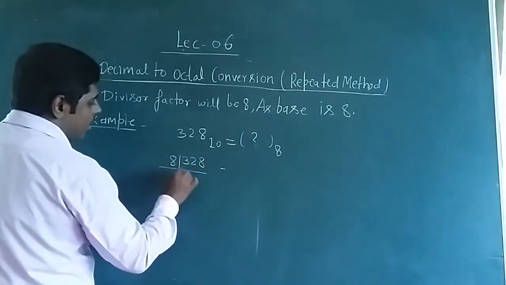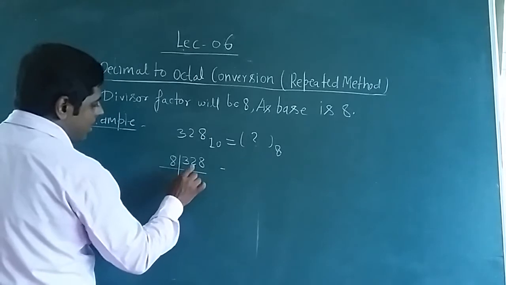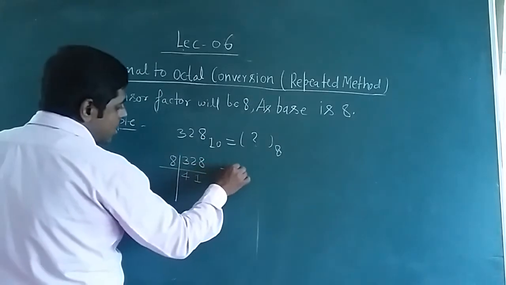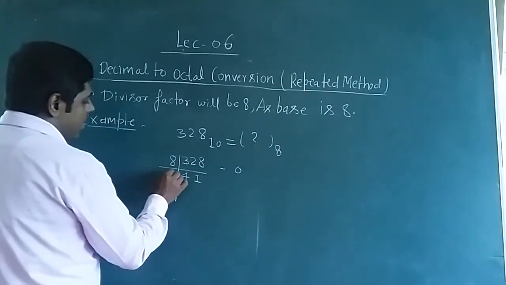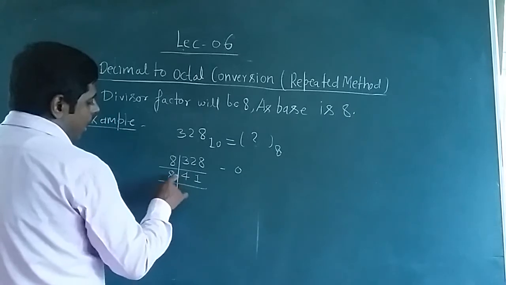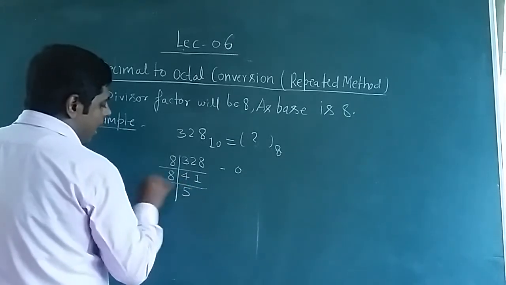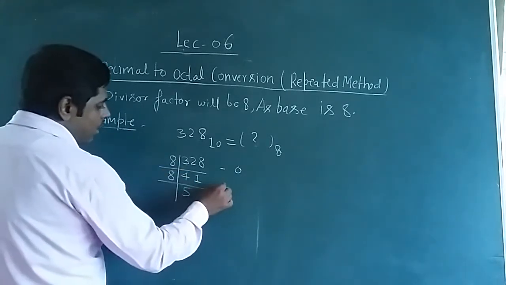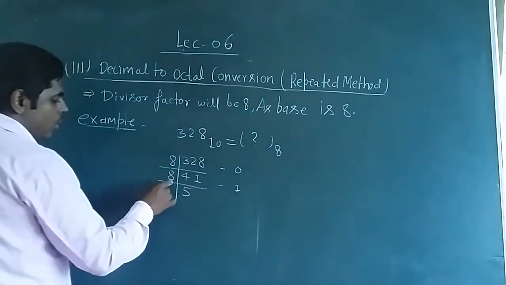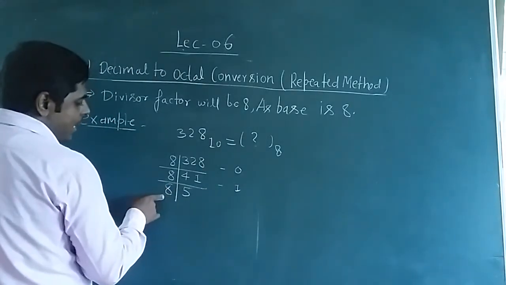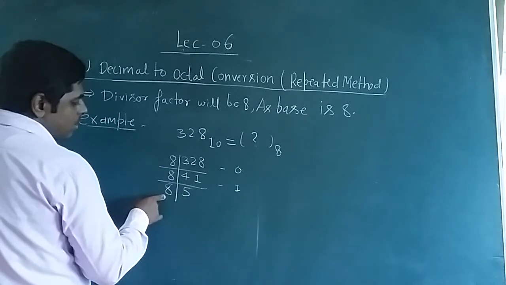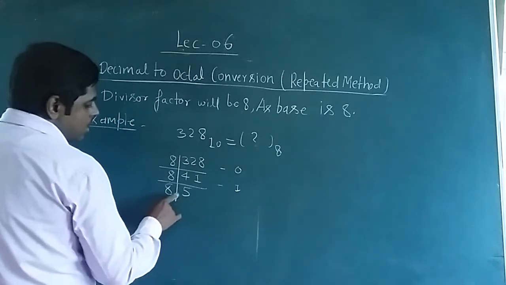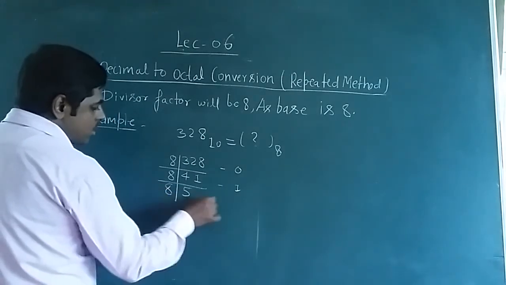If you divide it, 8 4s are 32 and 8 1s are 8, so the remainder will be 0. Once again, divide by 8. 8 5s are 40, and here we will have remainder 1. As you know, 5 is less than 8, so we cannot divide it by 8. So simply we will write this digit here.